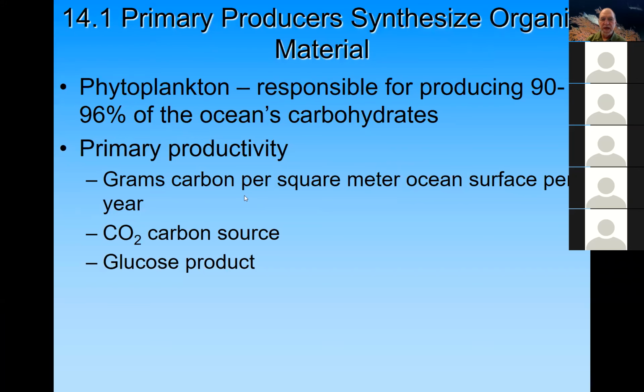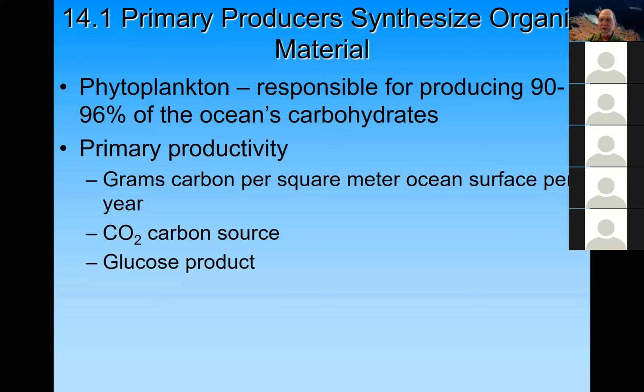Primary producers synthesize organic material. Phytoplankton are responsible for something over about 96% of the ocean's carbohydrate production. It's typically measured in grams of carbon per square meter of ocean surface per year. So grams of carbon per square meter of ocean surface per year is the metric of ocean primary production. And the source of the carbon in fixing this carbon is carbon dioxide.